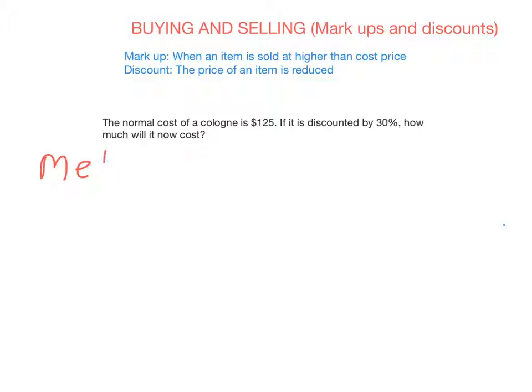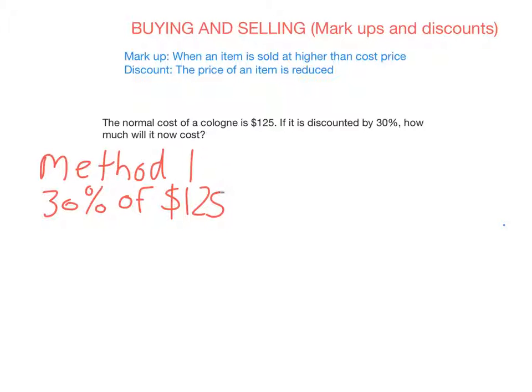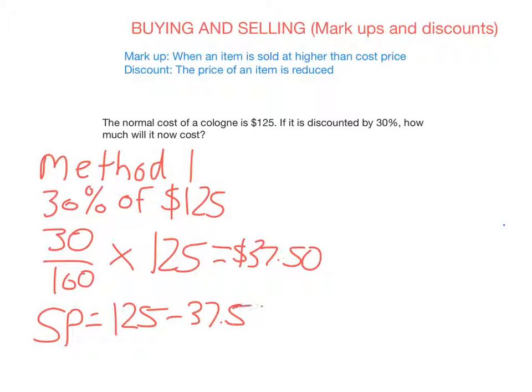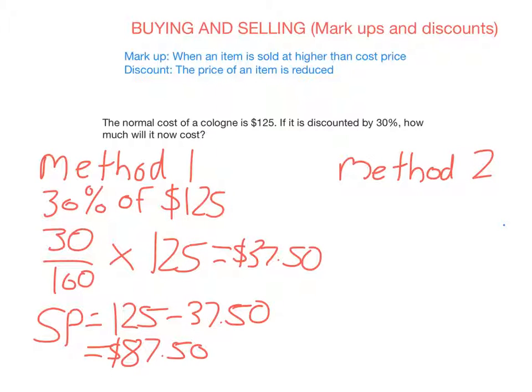So method one, I'm going to find 30% of $125. So of course, I just go 30 over 100, because that's the same as 30%, and then of means times 125, and you can put that in your calculator if you like, it's $37.50. So that's how much the discount is. So therefore SP, the selling price, will be original price minus the discount, and that is $87.50, okay?